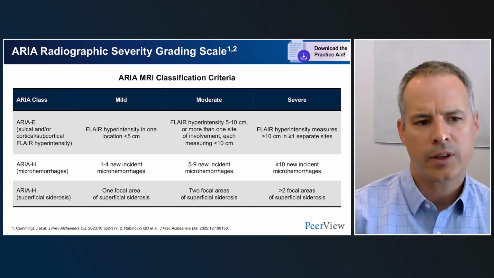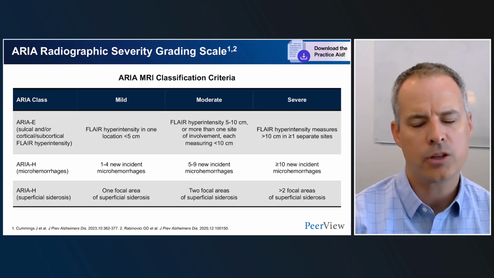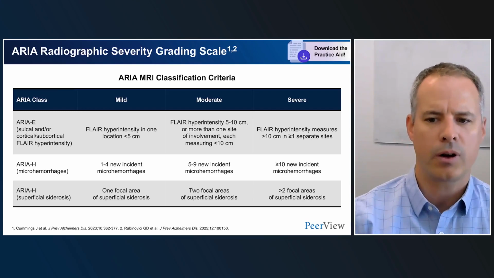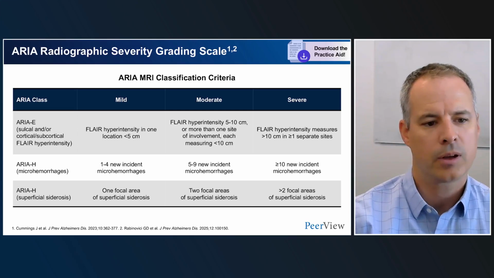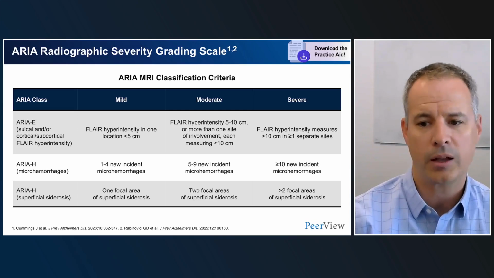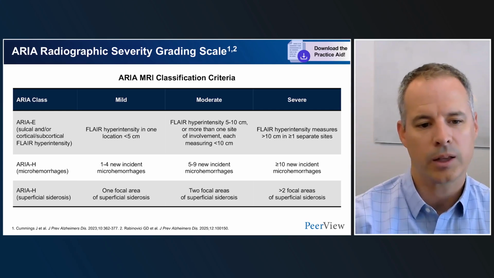And so there's grading scales for ARIA. In general, I have to say that most of the ARIA is mild. We see pictures of very severe ARIA just to illustrate it, but in clinical practice, by far most of the ARIA that we see is mild and can be very subtle. And in fact, having radiological colleagues that can identify very subtle ARIA is important.